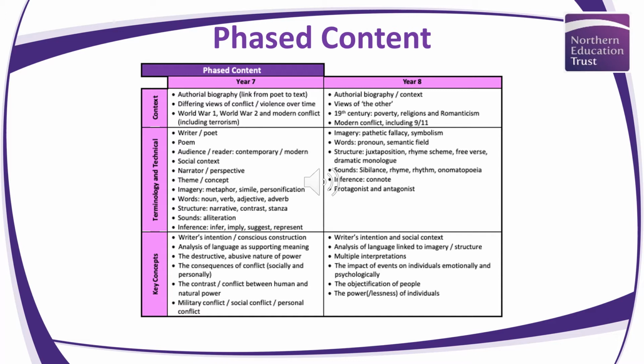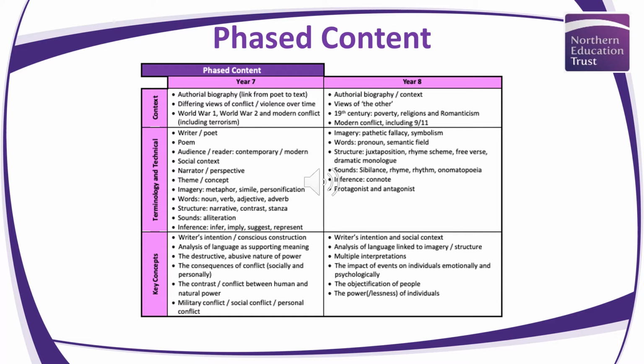Now, the reason, of course, that we have got the Year 8 section alongside the Year 7 section is, for one thing, so that you can see where the learning is going. So with Year 7, for example, looking ahead to Year 8, and the importance of the authorial biography again and the views of the other. And there's aspects that can influence then how we discuss and how we learn about the Year 7 content.